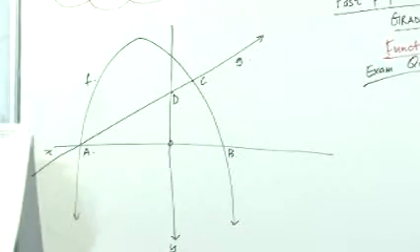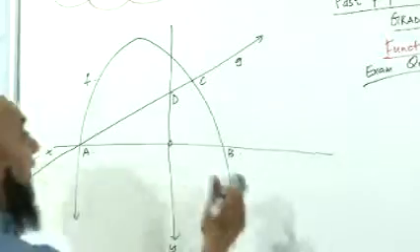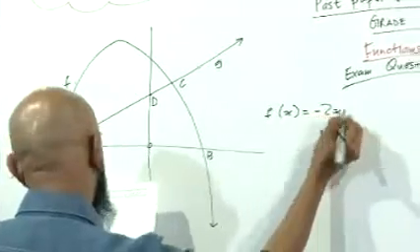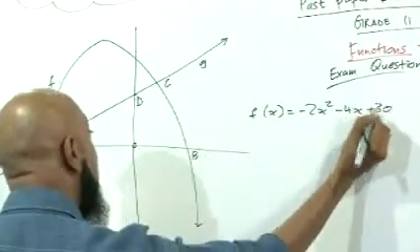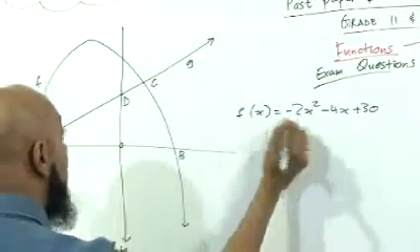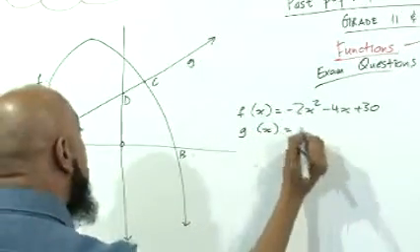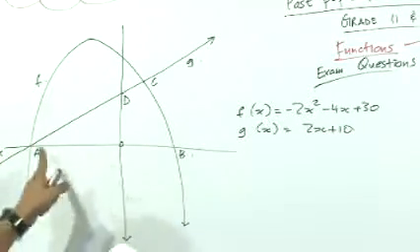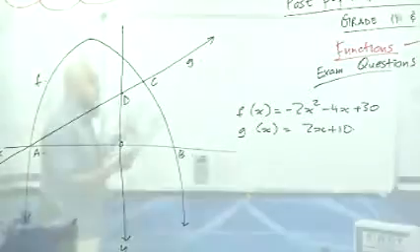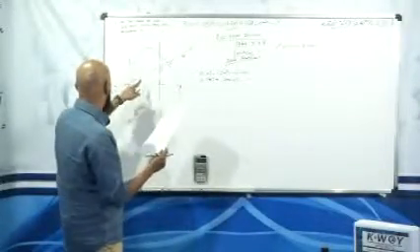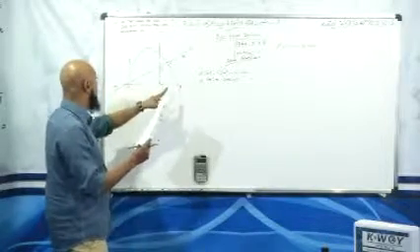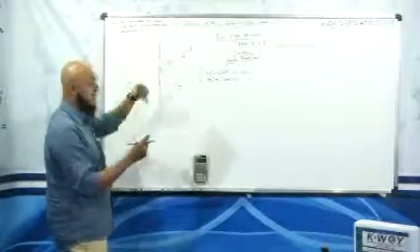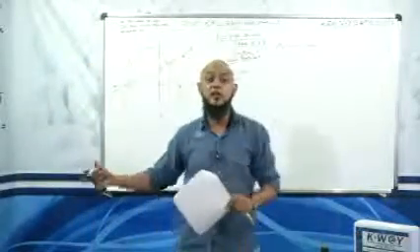The figure below represents the sketch graphs of f and g. They give us the two equations. Graph f, f of x is equal to minus 2x squared minus 4x plus 30. That's the equation of f, our parabola. And g of x is equal to 2x plus 10. They say A and B are the x-intercepts of graph f. The graph of g passes through A. C is the point of intersection of f and g. The graph of g intersects the y-axis at D. So whatever they give us has already been included on the diagram.